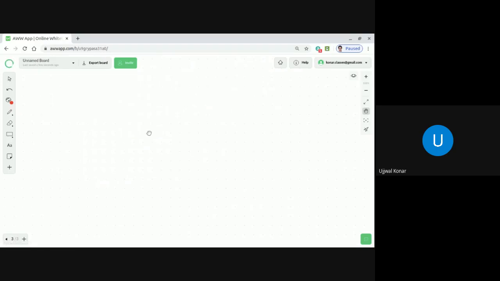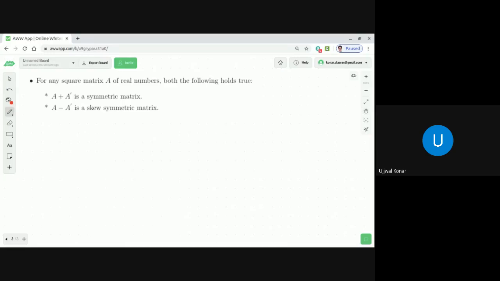Let me read it once more, as you see the note here. It says that for any square matrix A of real numbers, both the following hold true. First, A plus A transpose is a symmetric matrix, and A minus A transpose is a skew-symmetric matrix. Let us establish that so that you have a very clear idea why Sir is saying so. Now, A plus A transpose is a symmetric matrix. How do we establish that? Let me use a different color. So now we are concentrating on this. A plus A transpose, let's take its transpose.